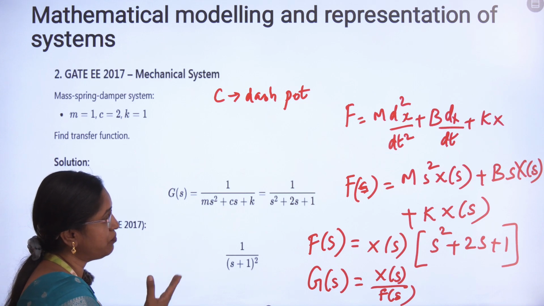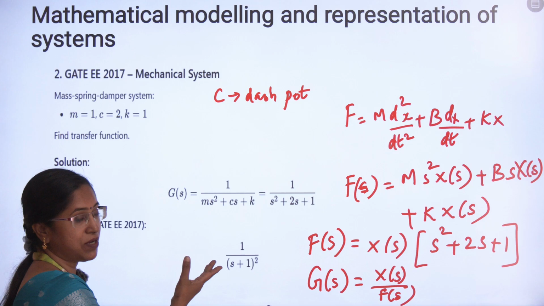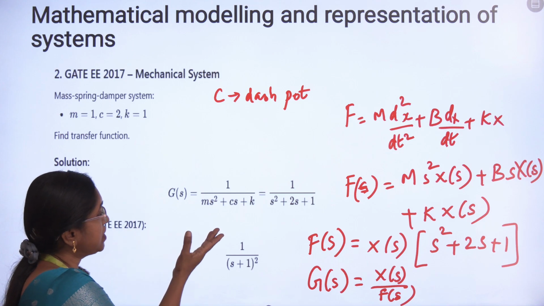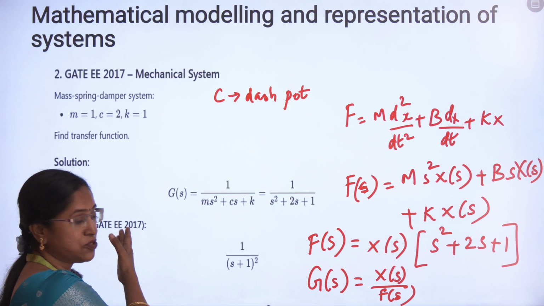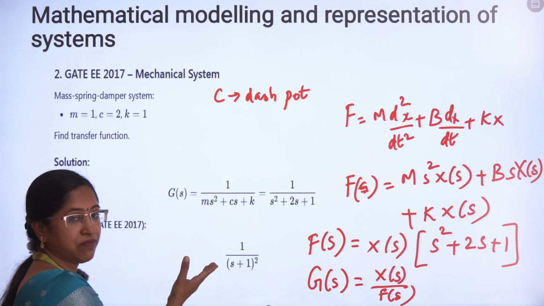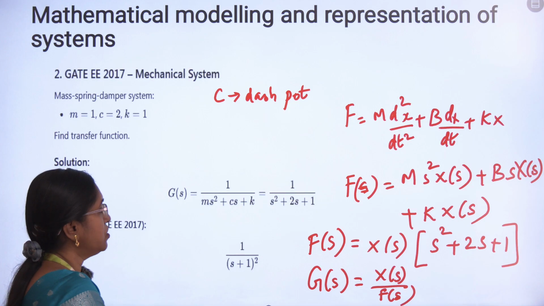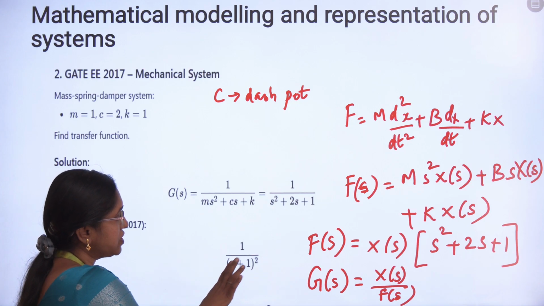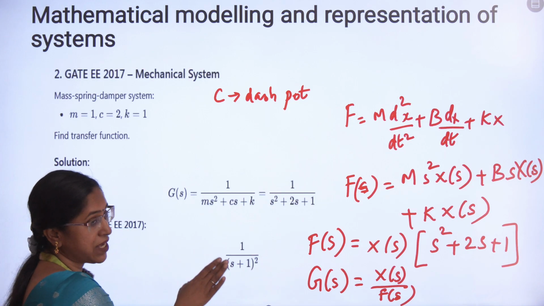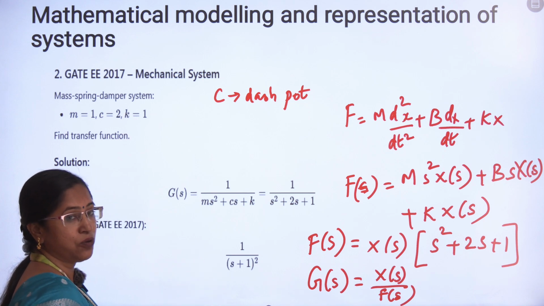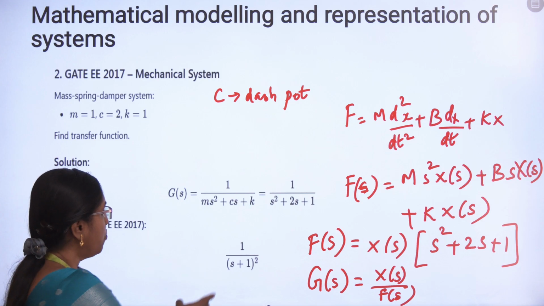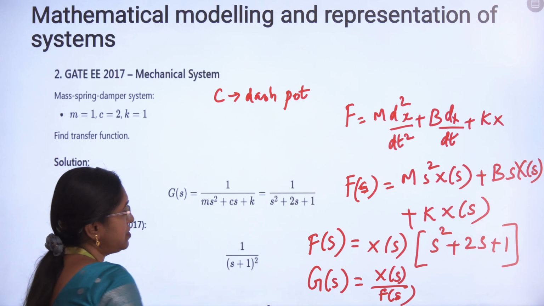And the values of m, b, k are given: m is equal to 1, b, which is your friction and is equal to c in the question, is equal to 2, and k, your spring value, is equal to 1. So when you substitute all these values, you will get the ratio X(s) over F(s) is equal to 1 by s square plus 2s plus 1.